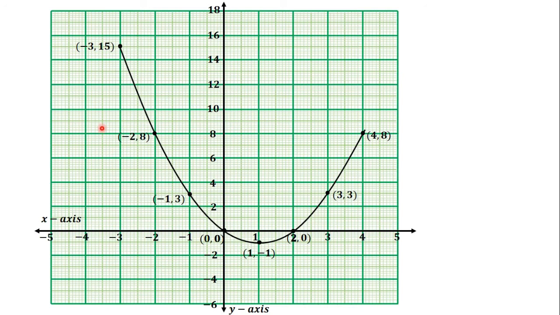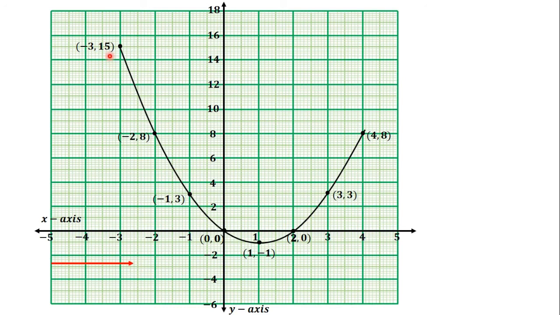So as we can see clearly from these points, as we move from left to right on the graph sheet, the x-coordinates increases. So the x-coordinates increases from minus 3 to minus 2, from minus 2 to minus 1, from minus 1 to 0, from 0 to 1, from 1 to 2, from 2 to 3, and from 3 to 4. What about the y-coordinates? Let's look at that.